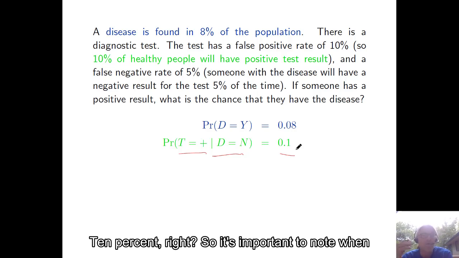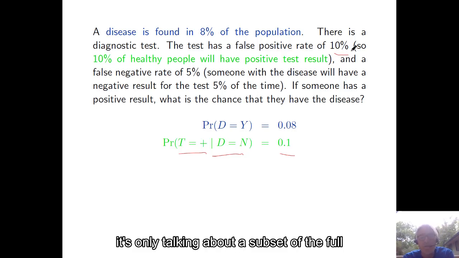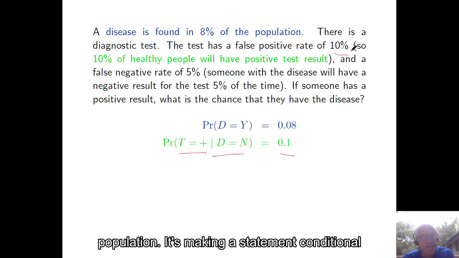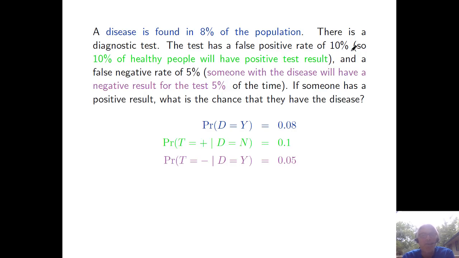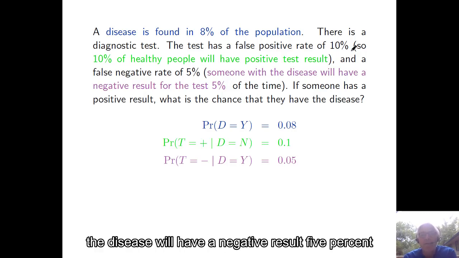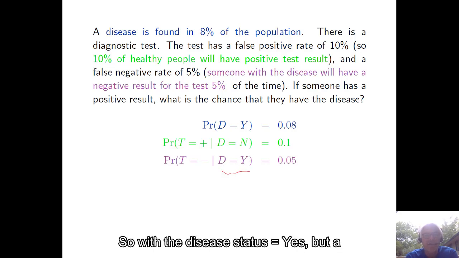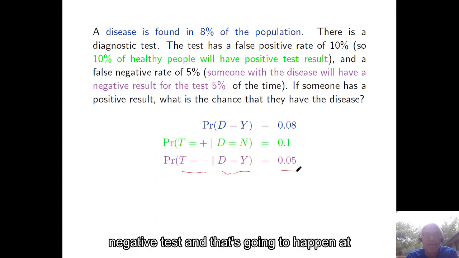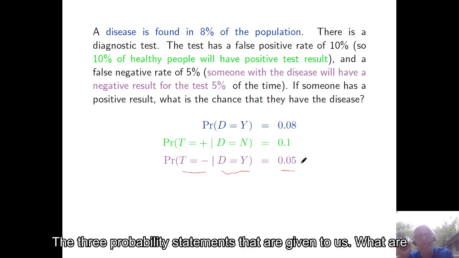So it's important to note that this 10% is a conditional probability, because it's only talking about a subset of the full population. It's making a statement conditional on the fact we're talking about healthy people. All right, and the next bit of information is similar. Someone with the disease will have a negative result 5% of the time. So the disease status is yes, but a negative test, and that's going to happen at 0.05 or 5%. So those are the three probability statements that are given to us.